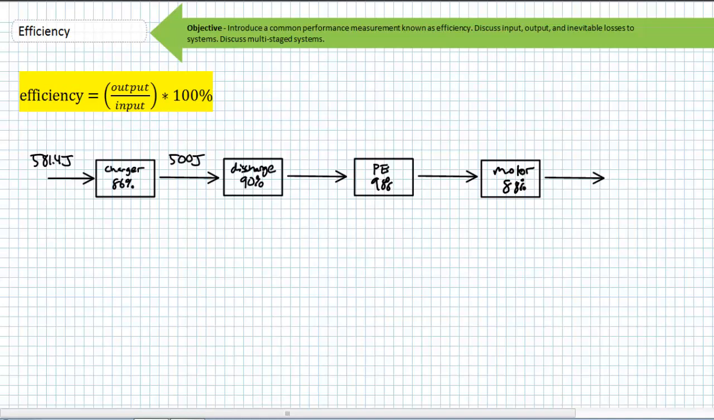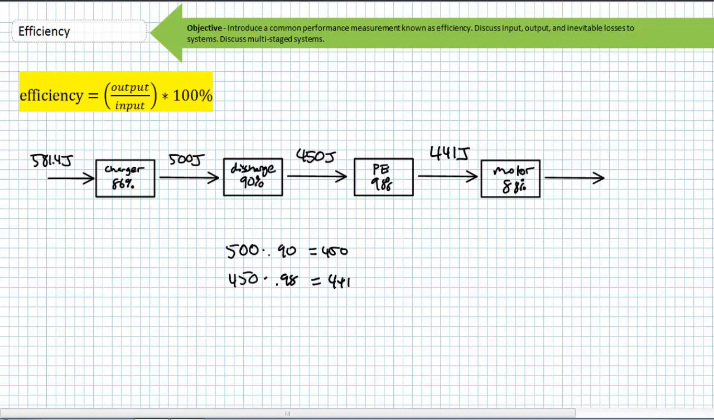If our initial 581.4 joules gets whittled down by the 86% efficient charging stage to 500 joules, only 500 joules of energy is available to discharge. The 90% efficient discharge process takes 500 joules and converts it into 450 joules, which is then handed off to the power electronics. The power electronics themselves have a respectable efficiency rating of 98%. However, realize they only got 450 joules handed to them because the charge and discharge stage dropped a couple joules along the way. The 98% efficient power electronic stage takes 450 joules and whittles it down to 441 joules.